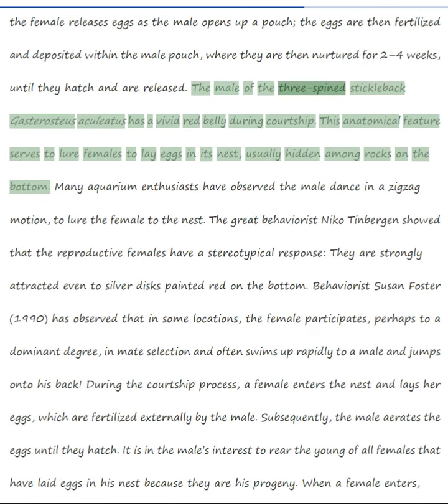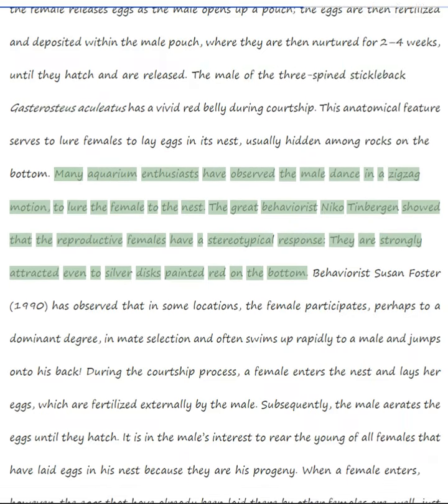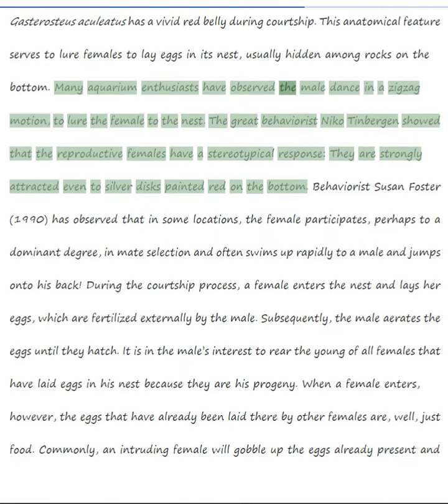The male of the three-spine stickleback Gasterosteus aculeatus has a vivid red belly during courtship. This anatomical feature serves to lure females to lay eggs in its nest, usually hidden among rocks on the bottom. Many aquarium enthusiasts have observed the male dance in a zigzag motion to lure the female to the nest. The great behaviorist Nico Tinbergen showed that the reproductive females have a stereotypical response. They are strongly attracted even to silver discs painted red on the bottom.